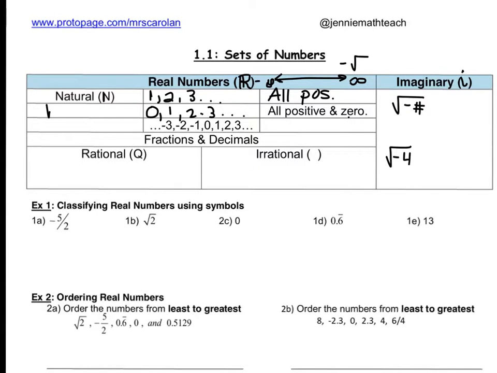Those numbers are called the whole numbers. They are abbreviated with a capital W. And I remember they're the whole numbers because they start with a 0, and the 0 looks like a little hole.